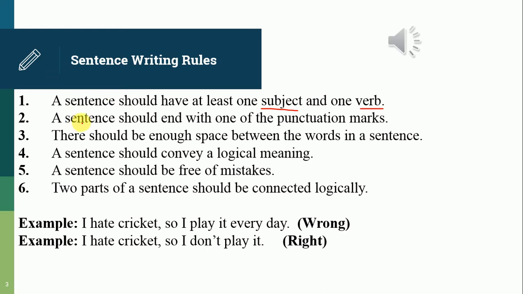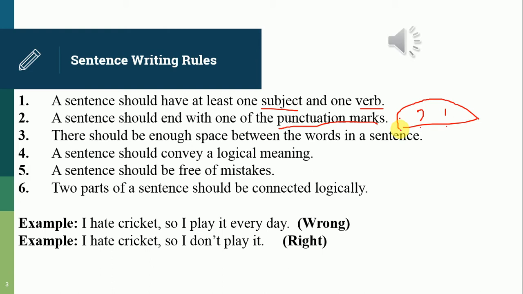Number two is a sentence should end with one of the punctuation marks. It means that one of the punctuation marks should be used in a sentence. For example, a punctuation mark can be a dot, we will study later on. A sentence can end with a question mark. A sentence can end with an exclamation mark, right? These are the punctuation marks. So a sentence should end with any of the punctuation marks.